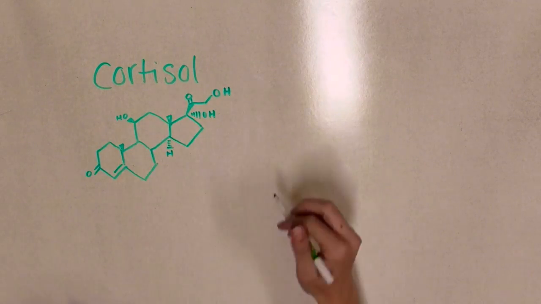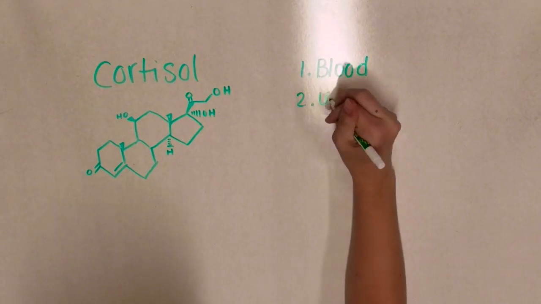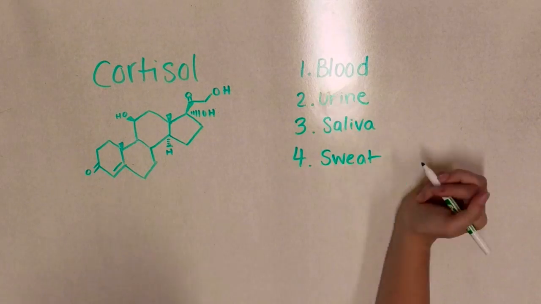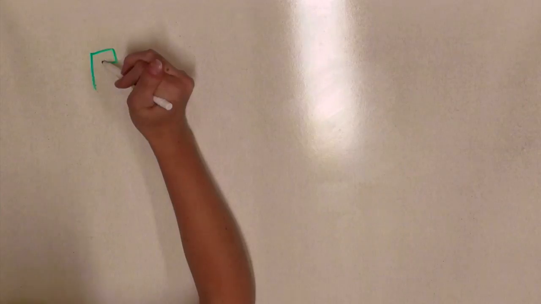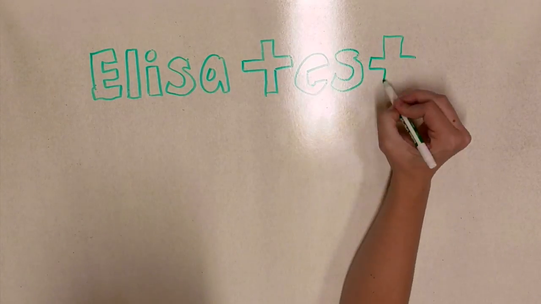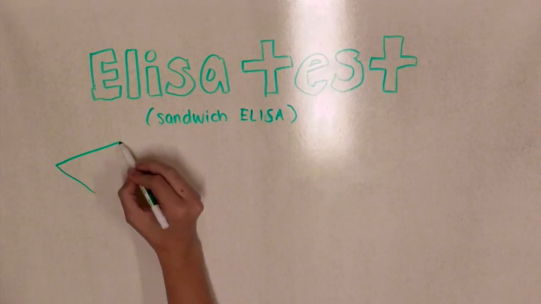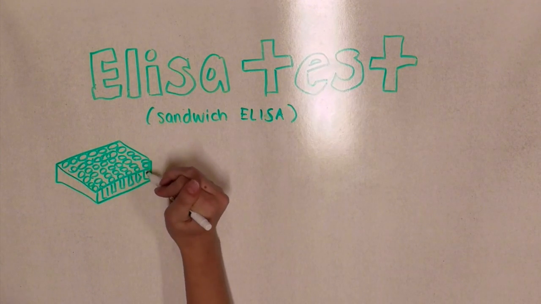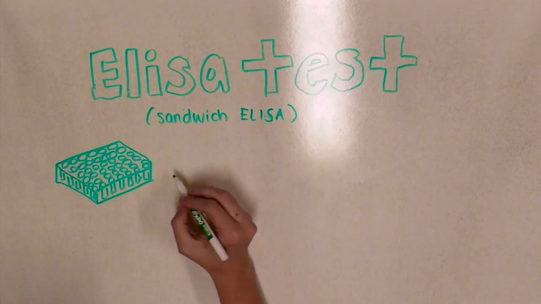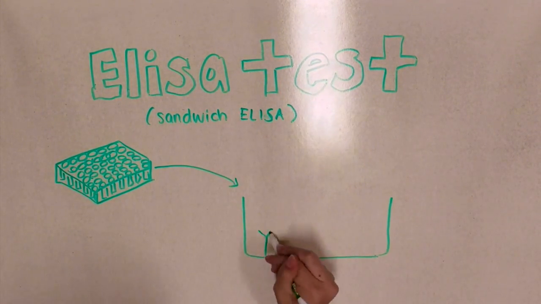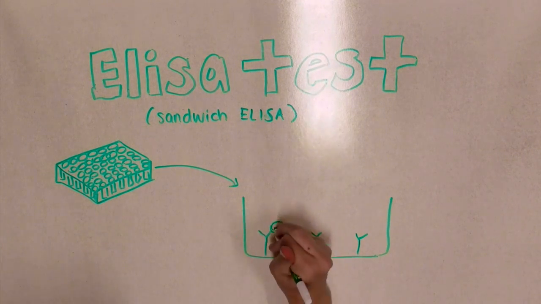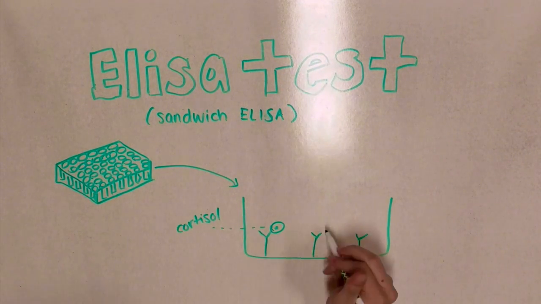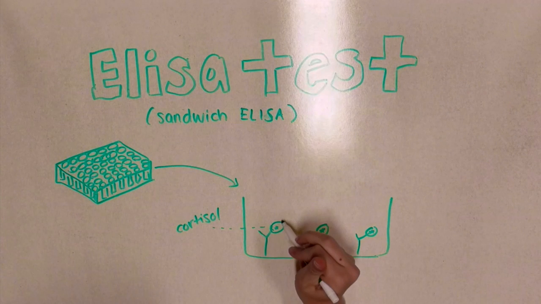Cortisol can be measured in 4 different ways: through blood, urine, saliva, and sweat. Blood yields the most reliable measurement of cortisol and is measured through an enzyme-linked immunosorbent assay, or ELISA. In a sandwich ELISA test, the chamber is prepared by coating the walls with a capture antibody. The blood sample is then added, and the cortisol binds to the capture antibody.